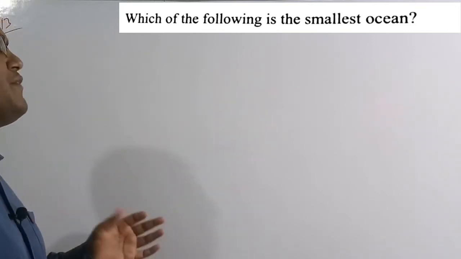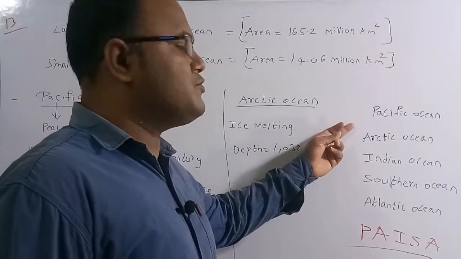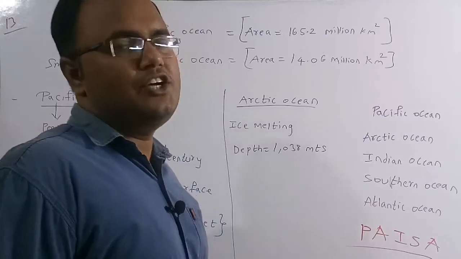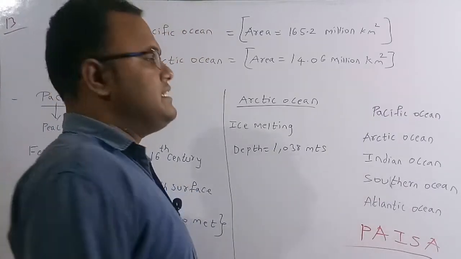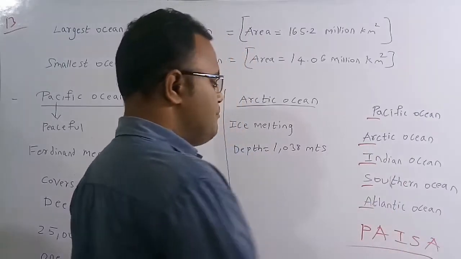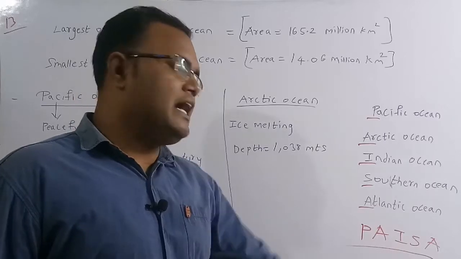Let's discuss some more facts about this one. In the world, there are 5 oceans: Pacific Ocean, Arctic Ocean, Indian Ocean, Southern Ocean, and Atlantic Ocean. The easy way to remember is to take the first letters: P-A-I-S-A, PAISA.